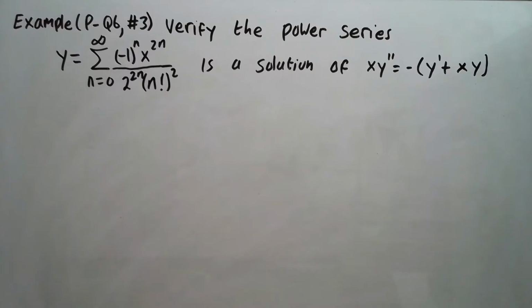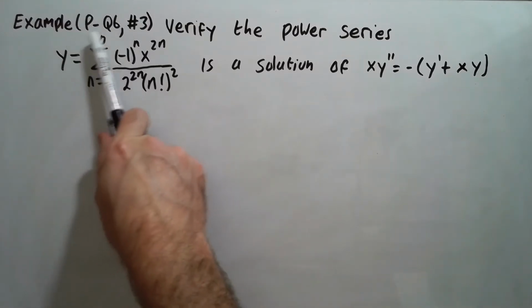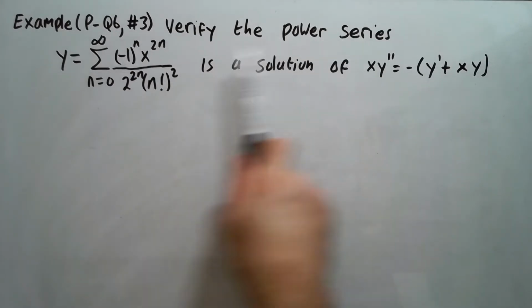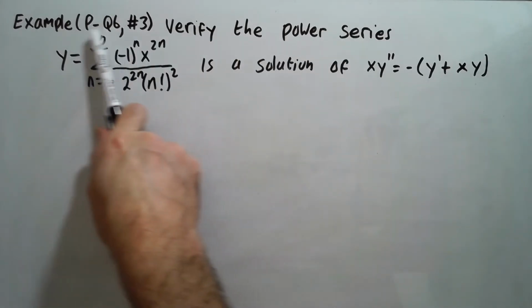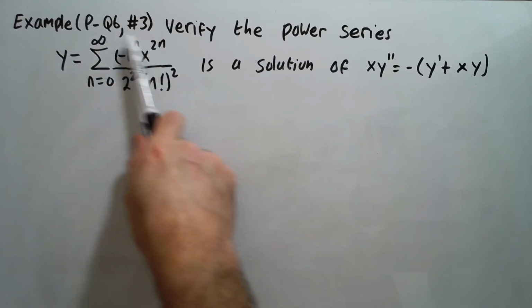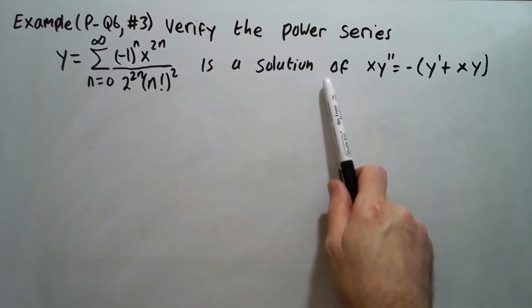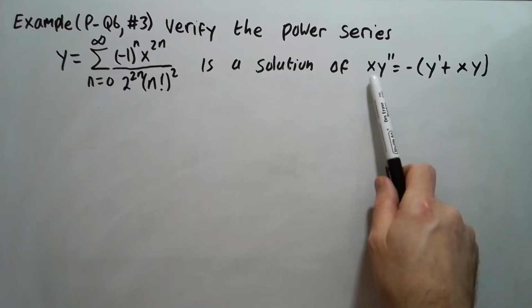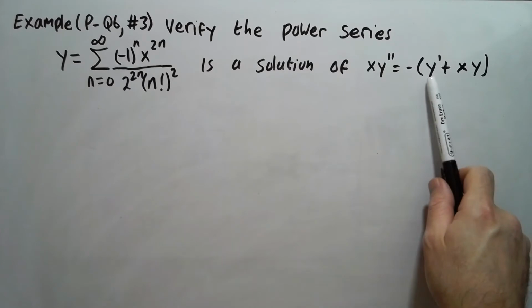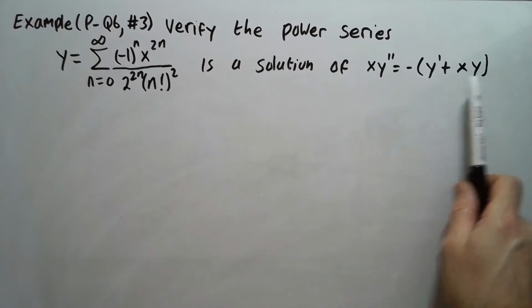Okay, so let's take a look at an example. This is practice quiz 6, number 3. It says verify the power series. This one here is the same one we have from question 2 in the practice quiz. So this power series is a solution of this differential equation. In particular, we need to show that x y double prime equals negative y prime plus xy.